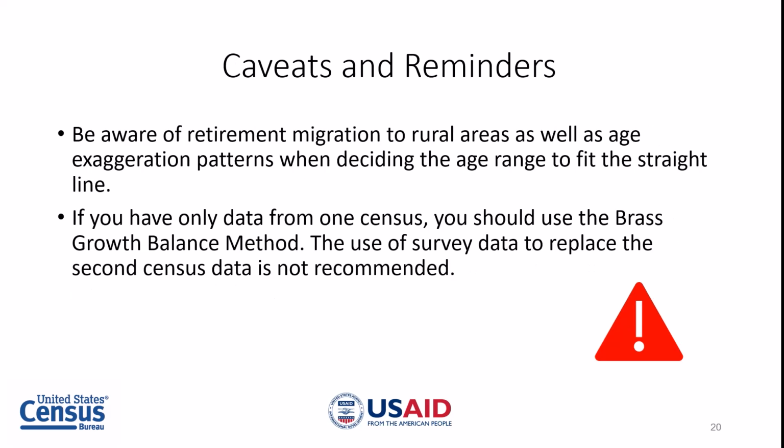Internal migration is not uniform at all ages. If retirement migration to rural areas, as well as age exaggeration patterns are present in your data, consider omitting death rates for older ages from your estimation procedure, as this might bias your result. If you have data from only one census, use the Brass Growth Balance method. It is not recommended to use the Generalized Growth Balance method with survey data.